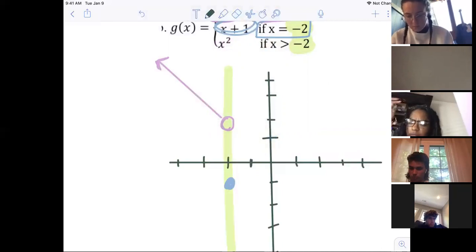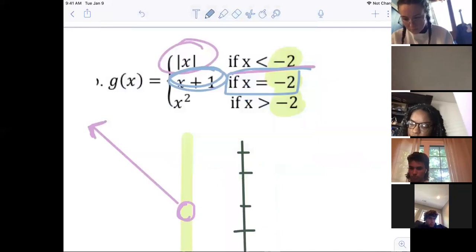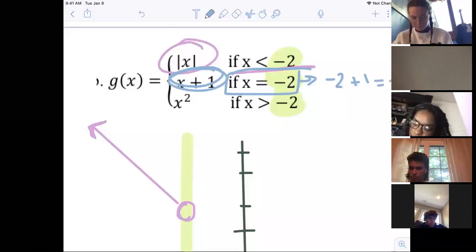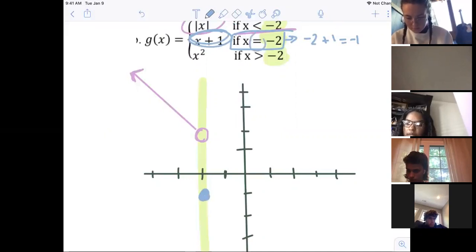Now, if you don't want to draw the line, you could figure out really easily what the y value is if x is -2. If x is -2, we'll just plug it in. So I'll do -2 plus 1. Well, that just equals -1. And by doing my line, that's exactly what I found. X was -2, so I jumped over 2, and then I went down 1. I only want that point, and I want it filled in because it's where it equals -2.